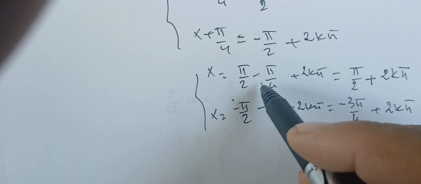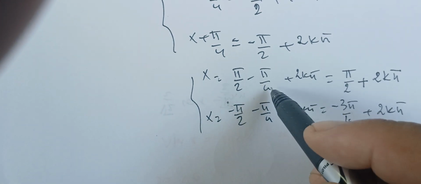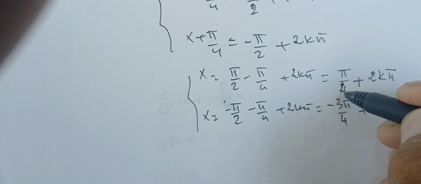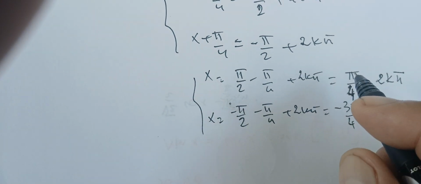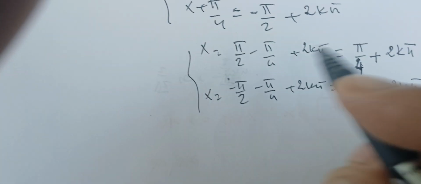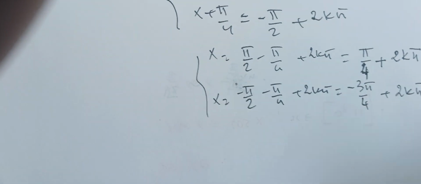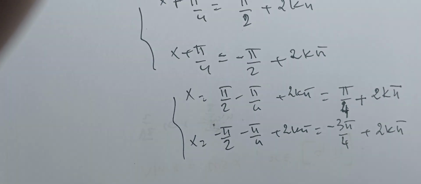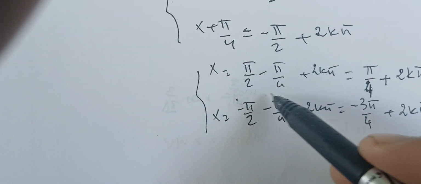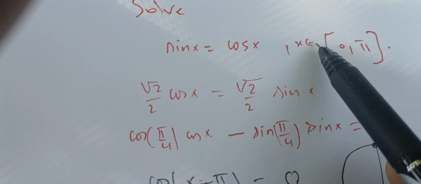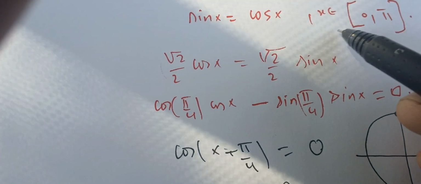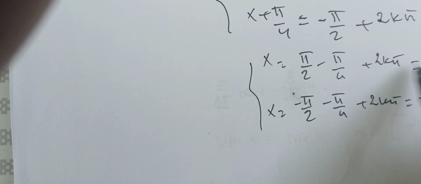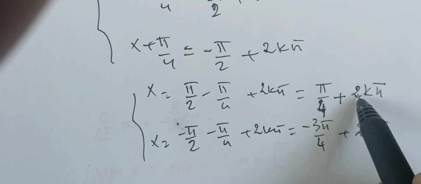Okay, I think I made a mistake here. So pi over 2 minus pi over 4, I think it's pi over 4, not pi over 2. It's pi over 4. So here I have these two solutions, and I need one more condition to satisfy, which is that x has to be in this interval 0 to pi.